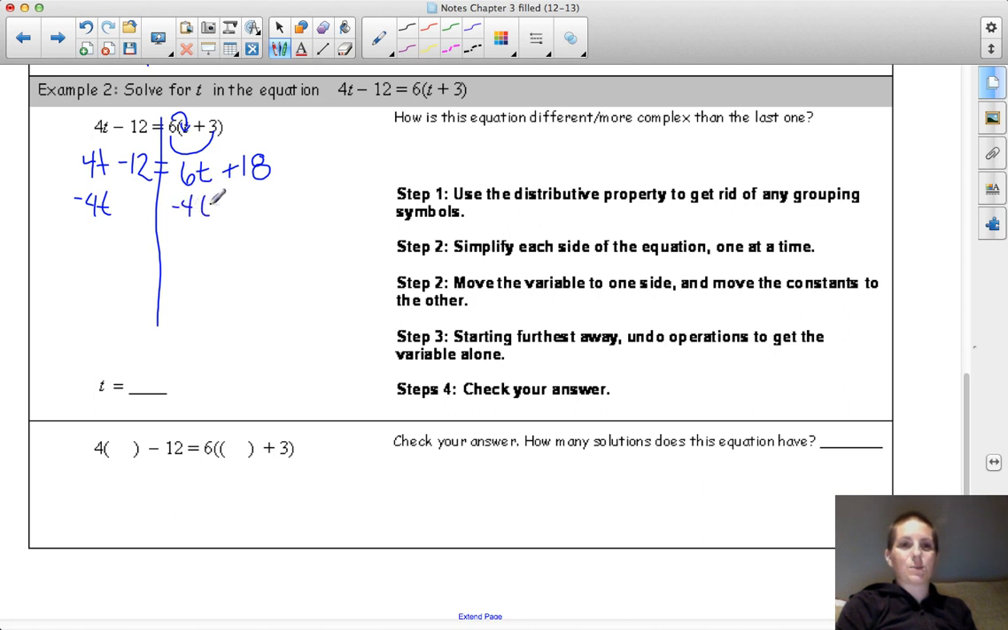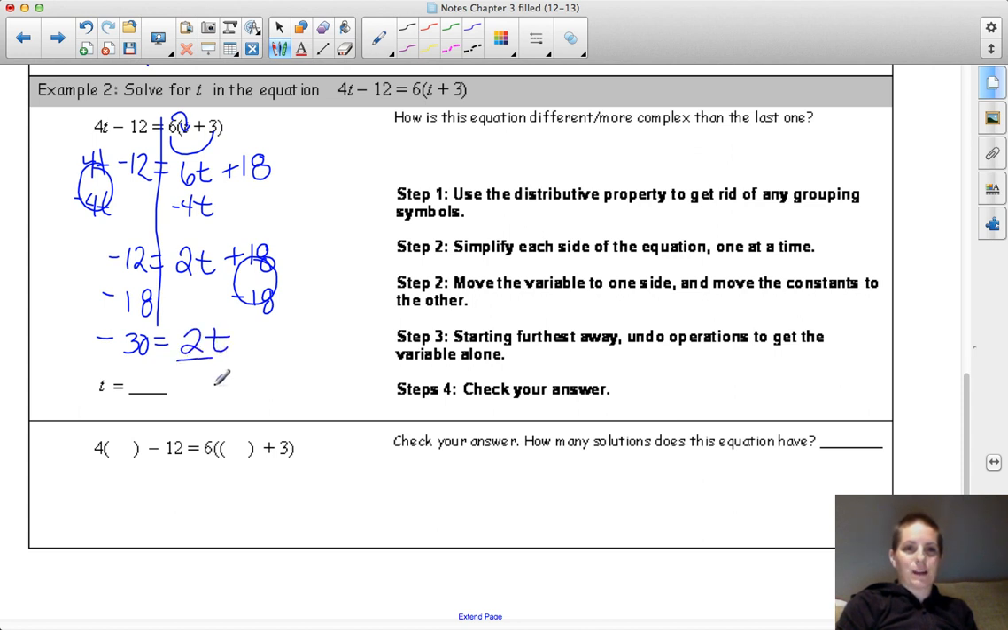Subtract 4t from both sides, so we get 0. Be careful, 0 minus 12 is a negative 12. 6t plus negative 4t is 2t. And that 18 just tags along. And now we're back to that two-step equation. We need to subtract 18 from both sides, because that would give me a 0 here. Subtract 18, that's going to give me negative 30 is equal to 2t.